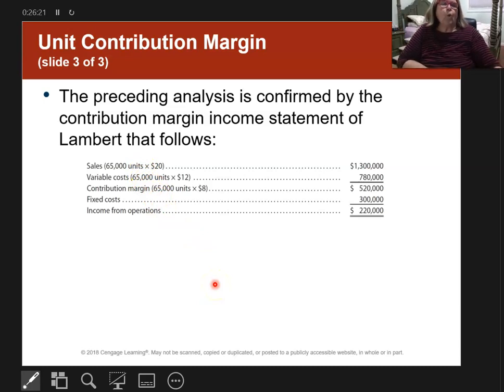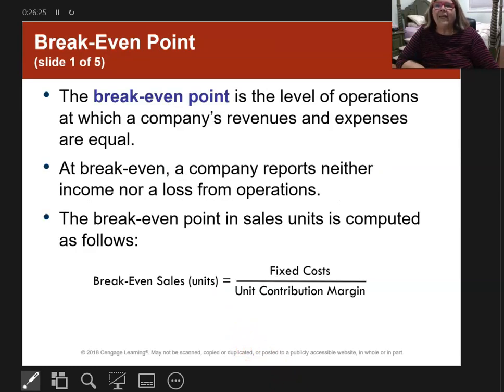Okay. We are now moving to my favorite slide, which is called break-even point. Now, in case you don't know it, break-even point always equals 0. 0 is neither a loss nor a profit. So break-even point is at the point when the company's revenues and expenses are equal. So break-even is always 0. And you need to know where your break even is so that you'll know when you're able to start making a profit.